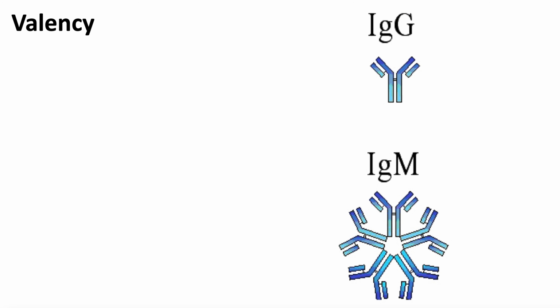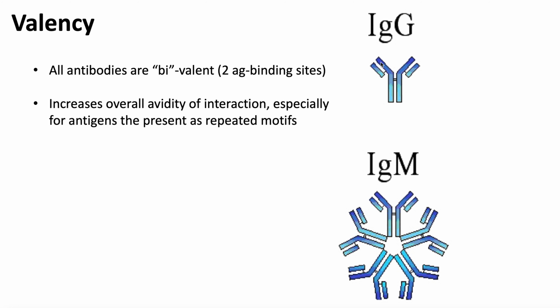One other key way to understand how antibodies function is the idea of valency. Valency refers to how many antigen binding sites an antibody has. An IgG antibody has 2 antigen binding sites, and in fact, all antibodies are bivalent. The more antigen binding sites an antibody molecule has, the more this increases the overall avidity of the interaction.